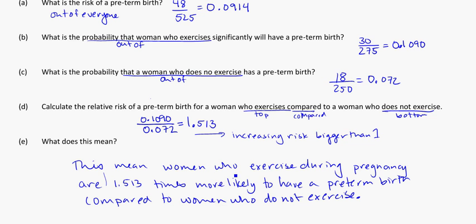Now keep in mind this doesn't mean you absolutely shouldn't exercise when you're pregnant. Here we see that almost 10% or almost 11% of women who exercise have a preterm birth, and here the difference is 7%. So the difference between those in terms of percentage is only about 3 or 4%. But because the risk is pretty small to begin with, we're increasing it by 1.5 times. But it's still a relatively small risk.